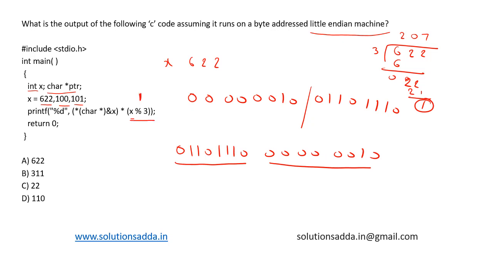Since we are explicitly typecasting the value of x into a character, we have only 1 byte of storage here. So only the first byte would be used and this value is 110. So the total value that is printed here is 110 into 1, which is equal to 110. So option D is the correct answer.